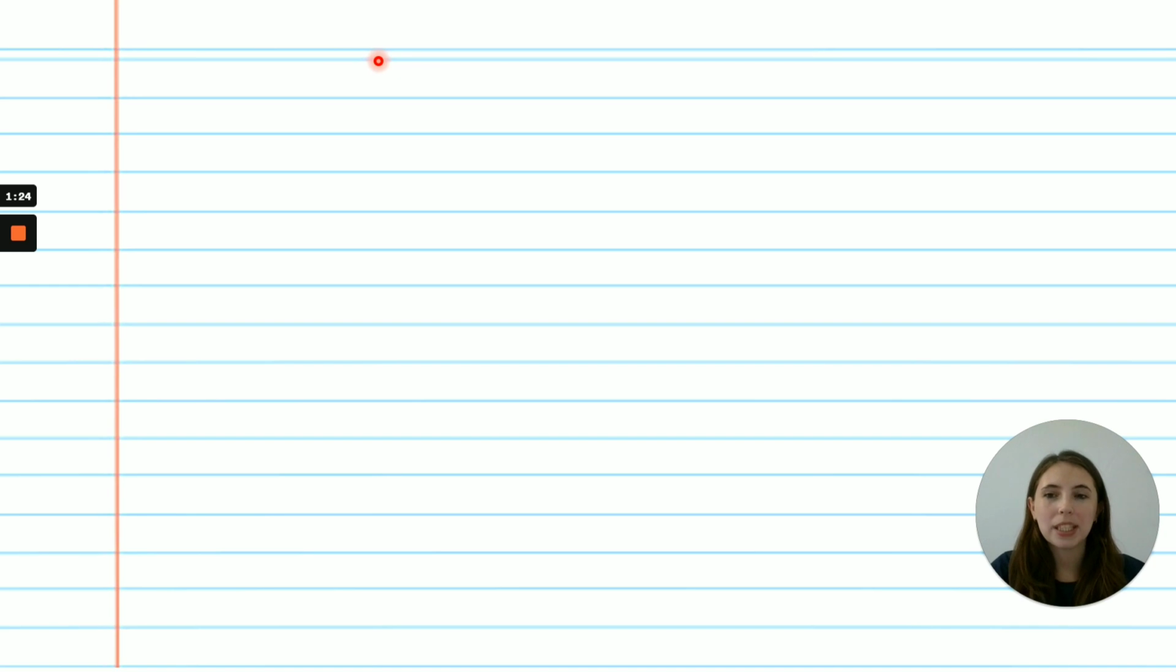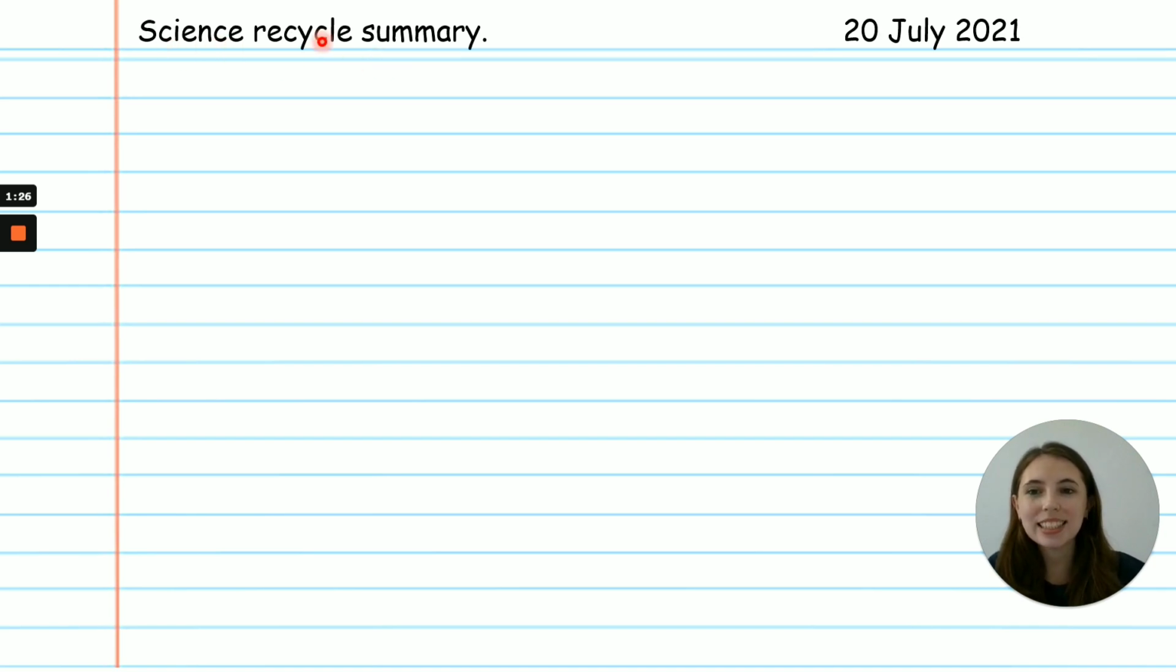So right at the top here, write down Science Recycle Summary and today's date, 20 July 2021. You can also write your name, number, and your class right at the top here.